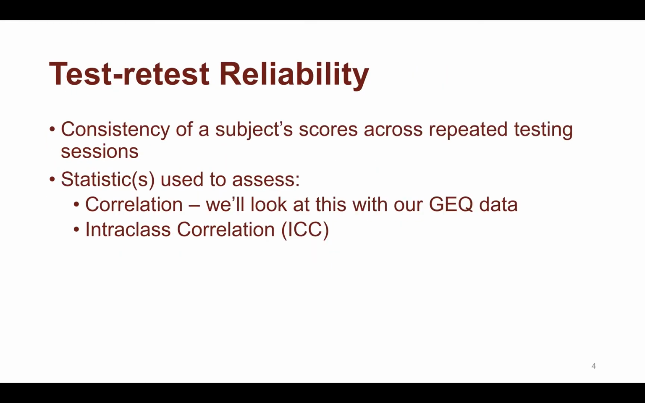Test-retest reliability refers to the consistency of a subject's scores across repeated testing sessions. So basically, if you give the same test or the same questionnaire to a person multiple times, how consistently do they produce the same answers? And we can use either correlation or intra-class correlation, which I'll explain in a moment, to assess how reliable something is in terms of its test-retest reliability. And we'll actually use correlation for this with our GEQ data in class. GEQ meaning the Group Environment Questionnaire that we took in class that measures 4 dimensions of team cohesion.